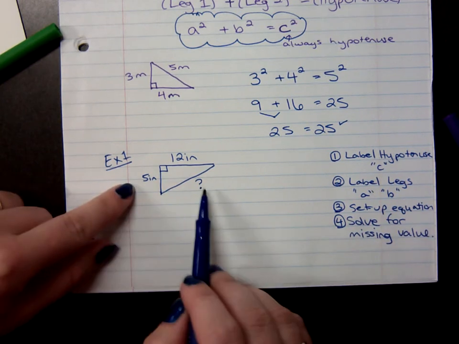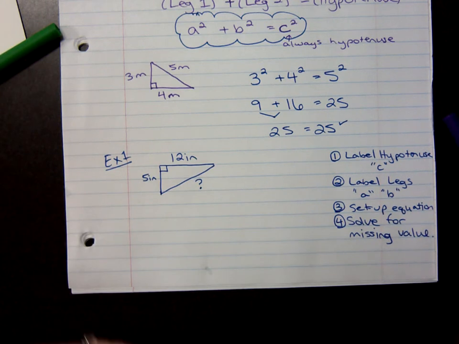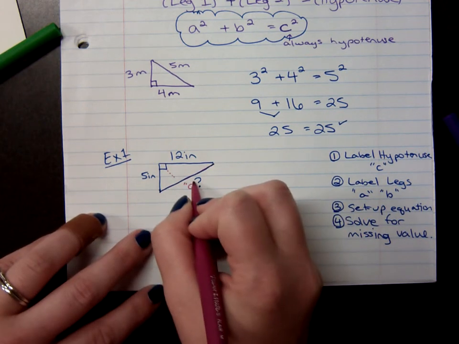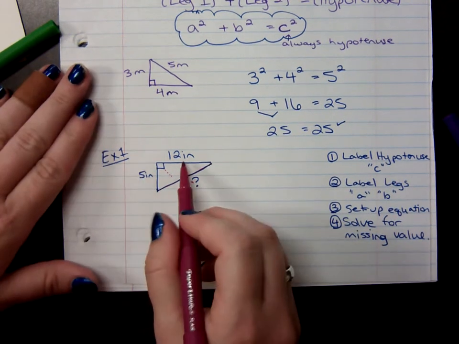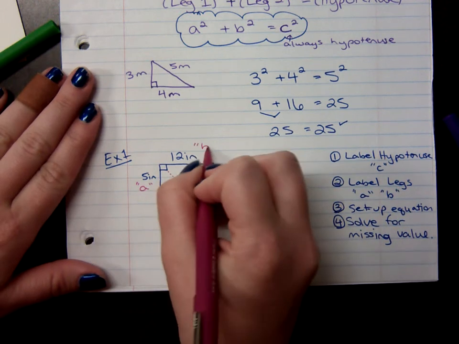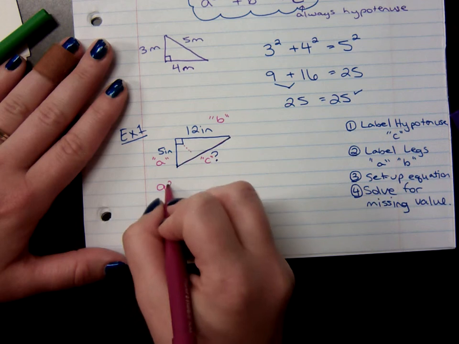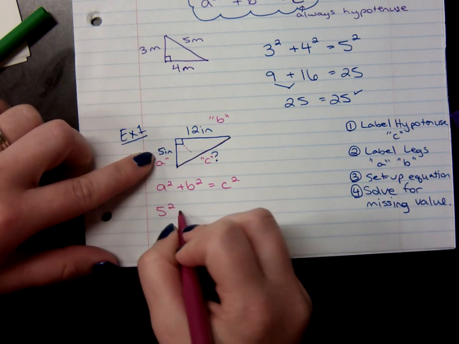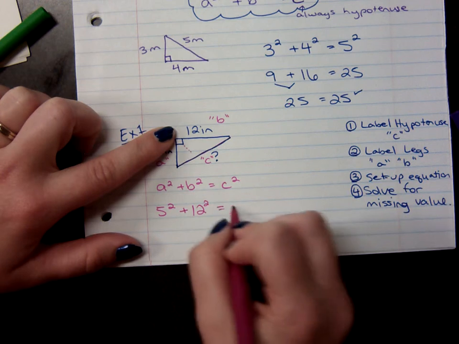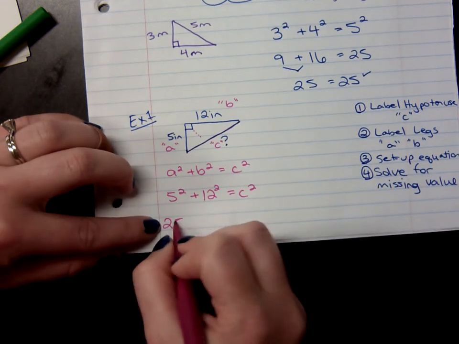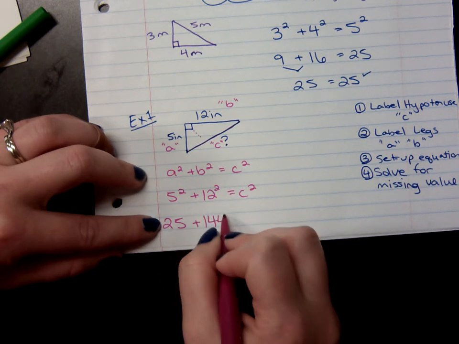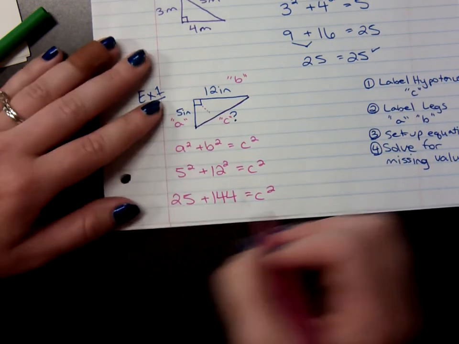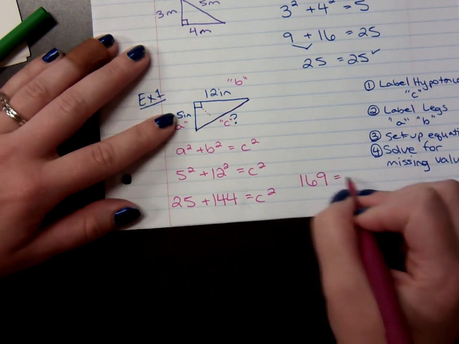Alright, so we've got 5, 12, and question mark. We need to figure out what side is the hypotenuse. If we go across from the right angle, this side is your hypotenuse. So your question mark is side C. 5 and 12 are your legs, and it doesn't matter which one's A and which one's B. Our equation is a squared plus b squared equals c squared. We know A is 5. We know B is 12. We do not know what C is. 5 squared is 25. 12 squared is 144. You can use your calculator for that. And C squared again is unknown. 25 plus 144 is 169. And that equals C squared.